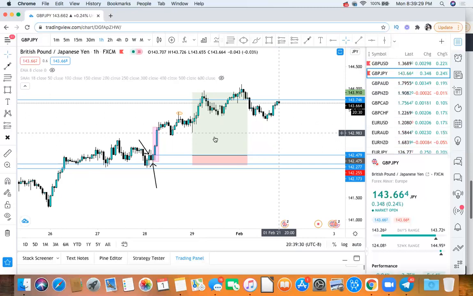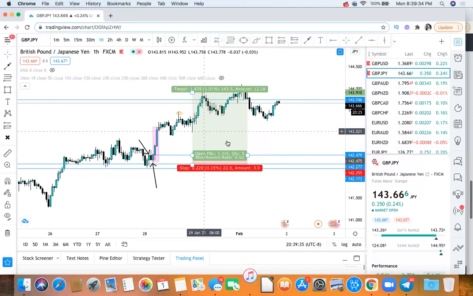But yeah, with that being said, this is my entry for GJ that I'm waiting for to get in for a buy position for GBPJPY.